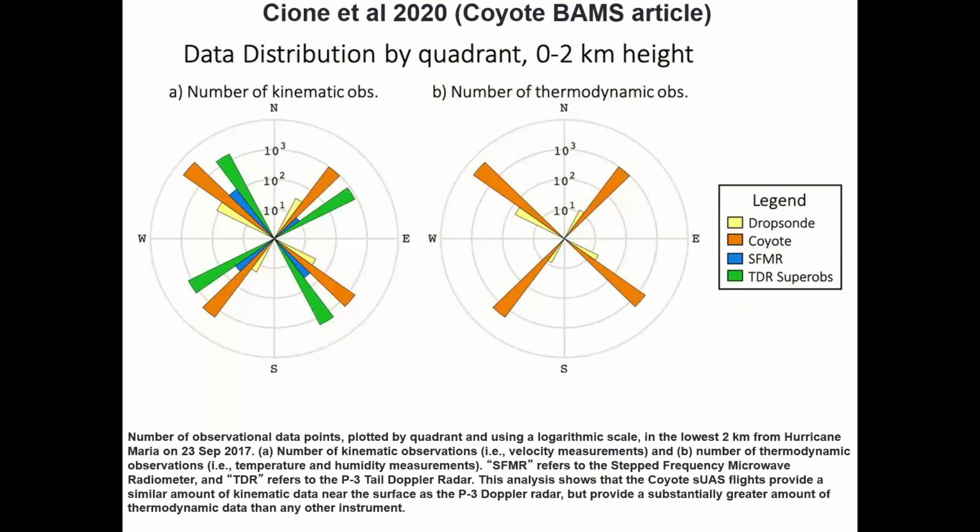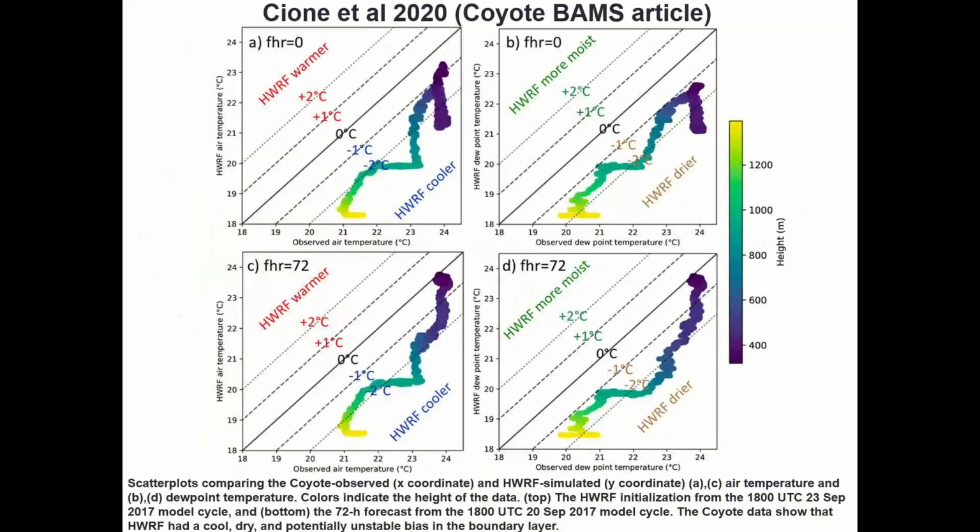This is some work Altu actually led, and we have a paper out as well, showing the importance of the data. I kind of wish we had done 0 to 1 kilometer; this is 0 to 2 kilometers. On the left are the kinematic observations we have, drops, Coyote, SFMR, et cetera, and on the right is the thermodynamic. But if we did 0 to 1 kilometer, it would have basically been all the Coyote and a couple of drops we had. But it's very valuable to get this data because it's not in addition to, it's really that or nothing.